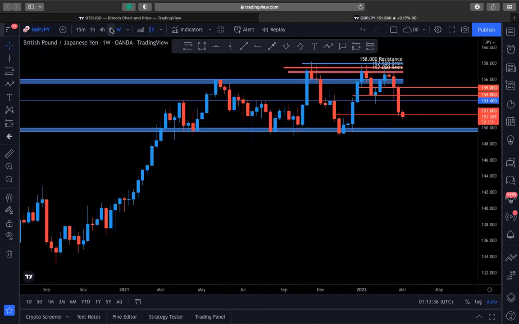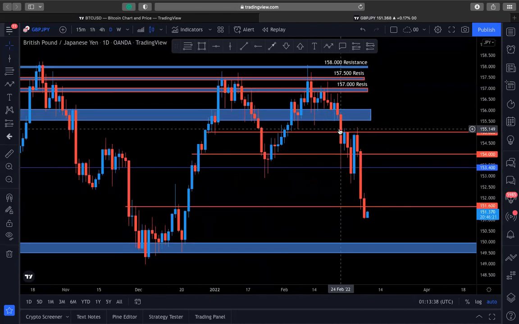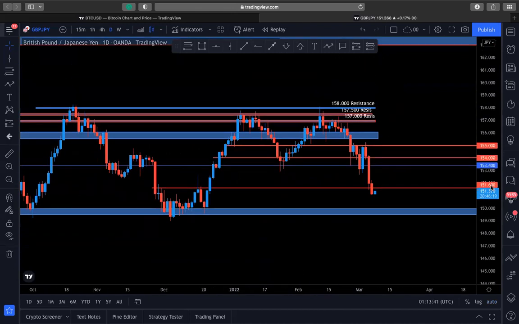So let's take a look at the daily, right? When it comes to GJ, we have seen a rollover in price with the formation of this double top. We have been rolling over to the downside for quite some time. We're currently right at somewhat of a support level.